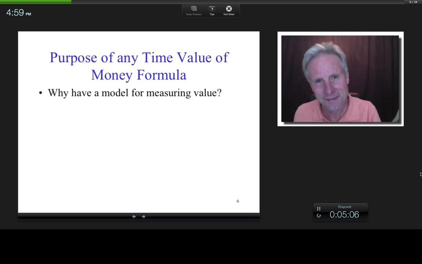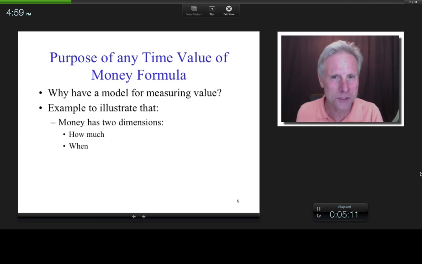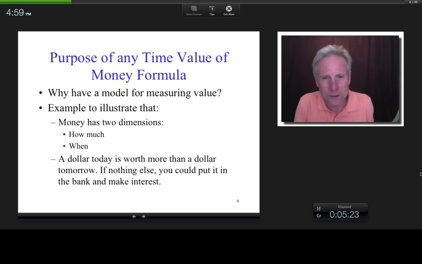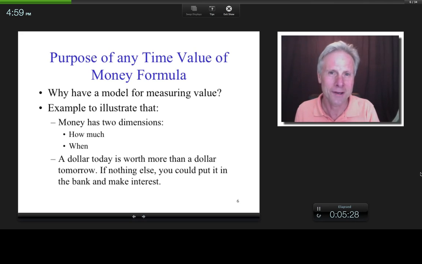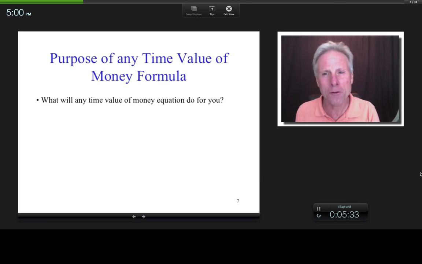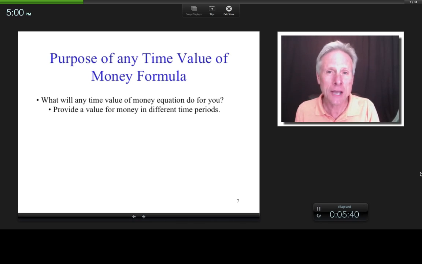You wouldn't, right? So what that illustrates is that money has two dimensions. It's not good enough just to talk about the $1,000. You also have to talk about, well, when? Okay, money has two dimensions. If nothing else, could you put a dollar that you have today in the bank and have it make interest? You can, right? And so, therefore, what will any time value of money equation do for you? Well, basically, move that dollar amount into different time periods.